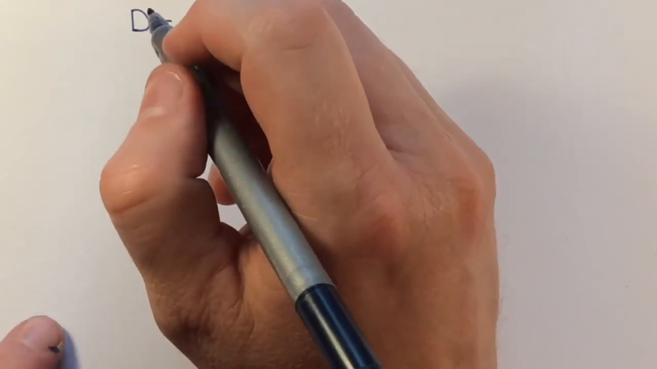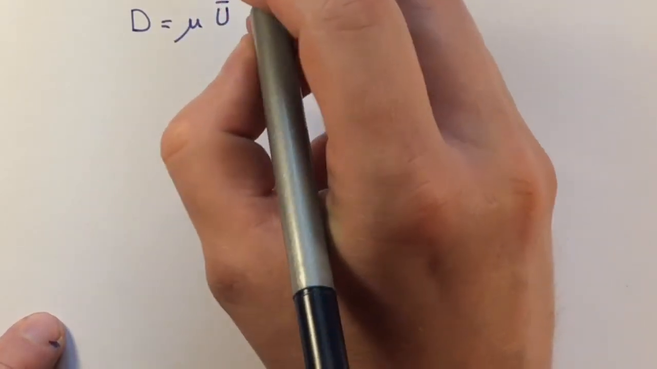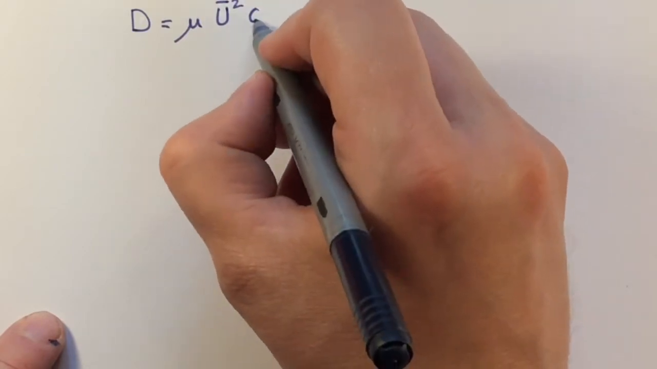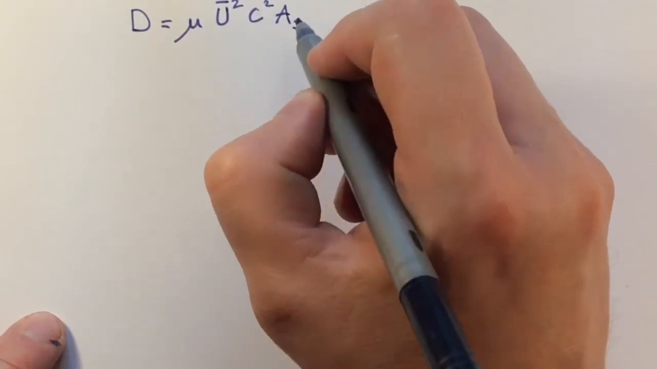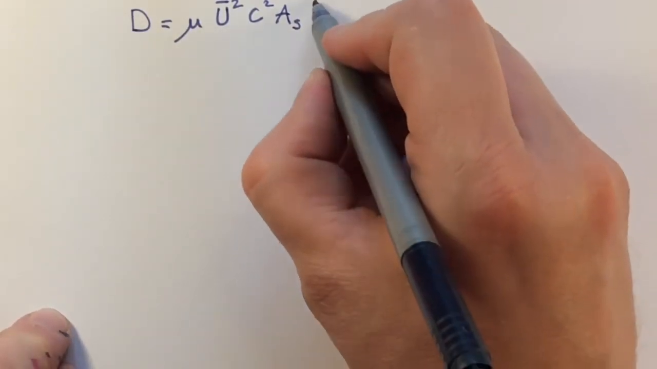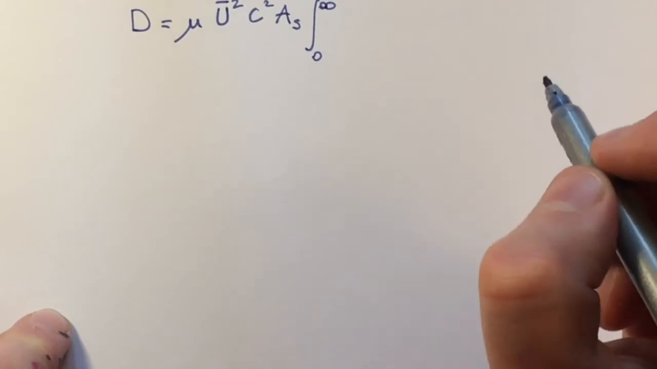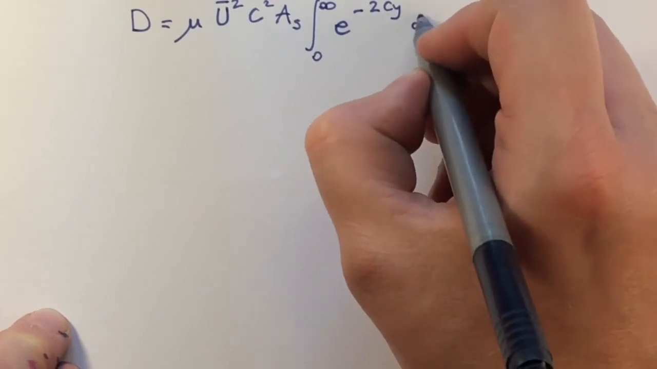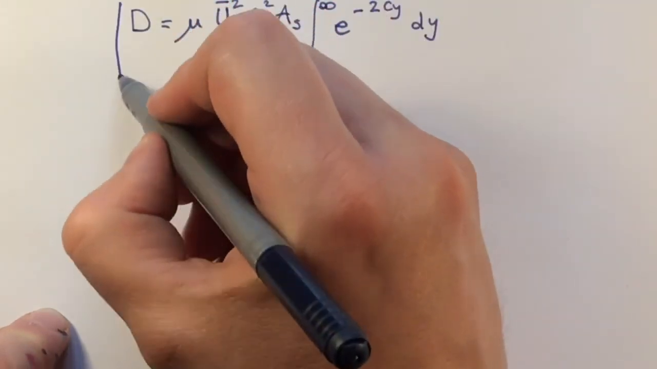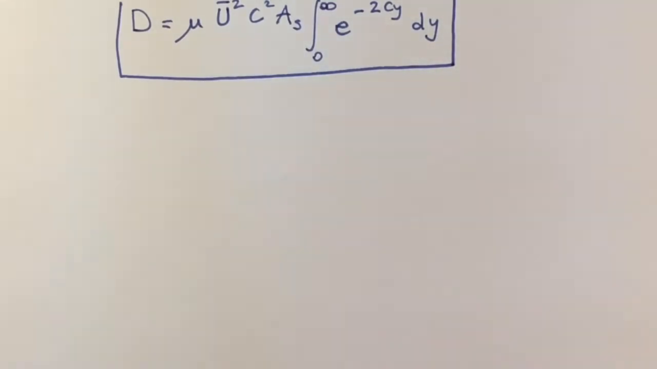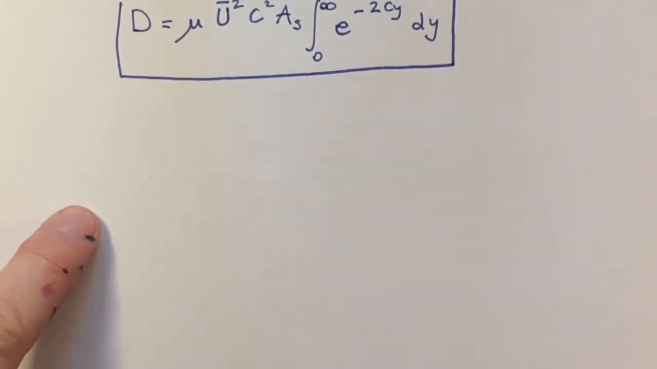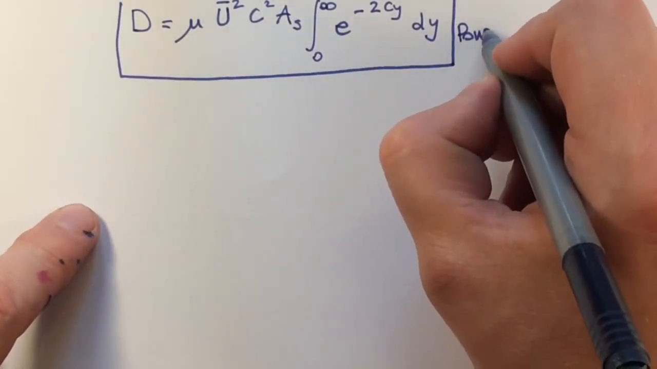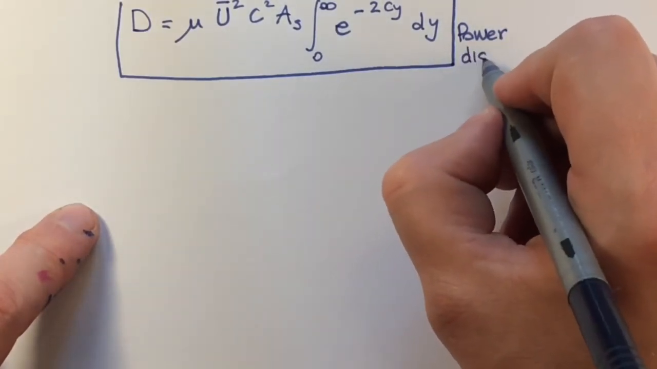We get D equal to mu u bar squared c squared A_S times the integral from 0 to infinity of e to the minus 2cy dy. So this is the power dissipated into heat.